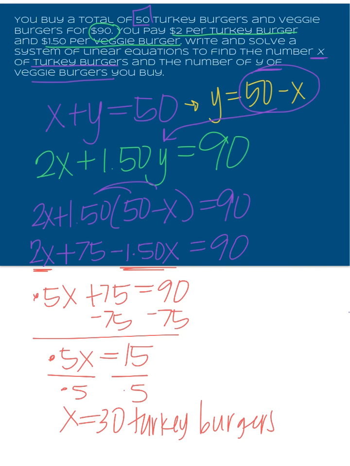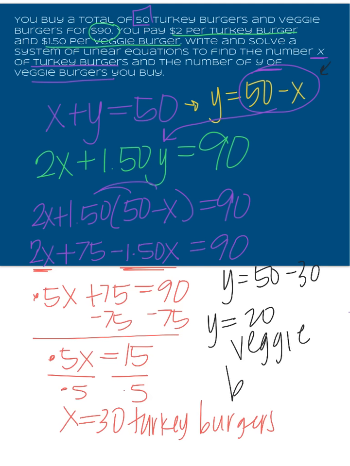Now I need to find how many veggie burgers. So I'm going to go back to that equation I rewrote and go y equals 50 minus 30. So y equals 20. So 20 veggie burgers.